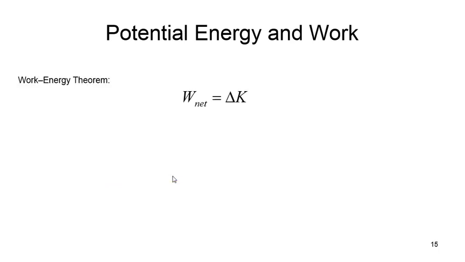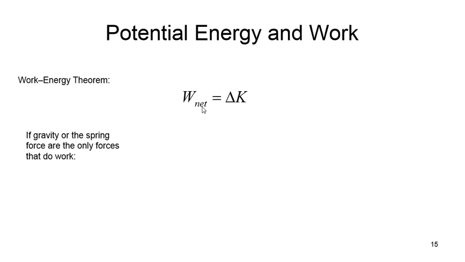So let's bring this back to what we did last week. Last week we used the work energy theorem to calculate how the kinetic energy of an object changes. And we calculated the net work. So we looked at all the different forces acting on our object, and we figured out how much work each of those forces did, and then we added up all that work to figure out the net work.